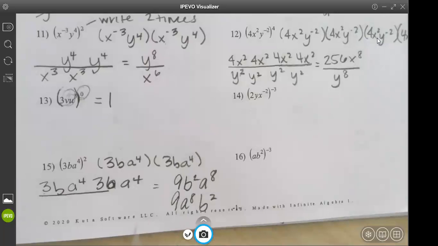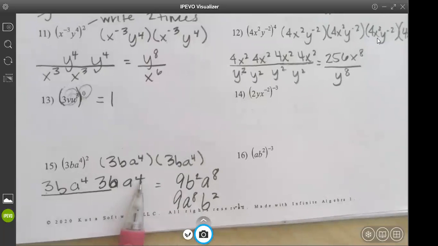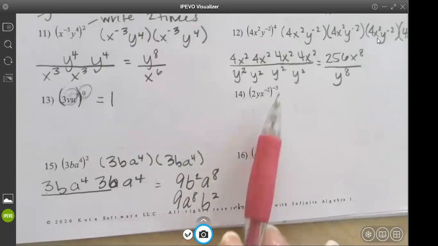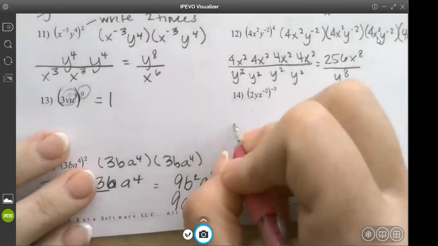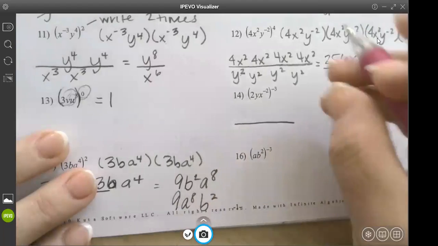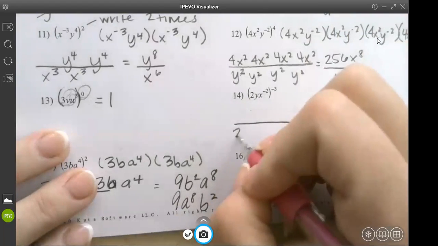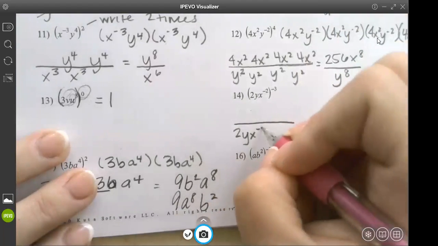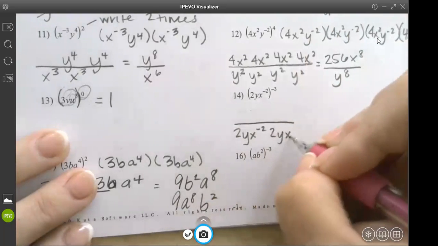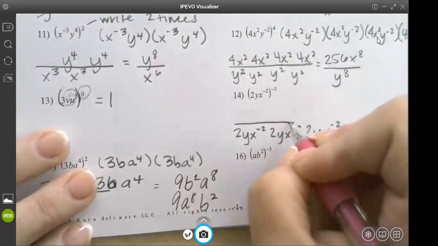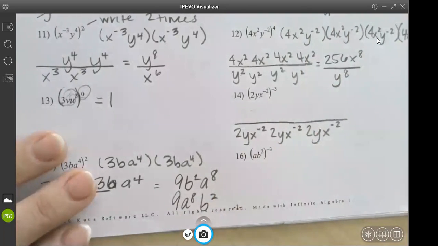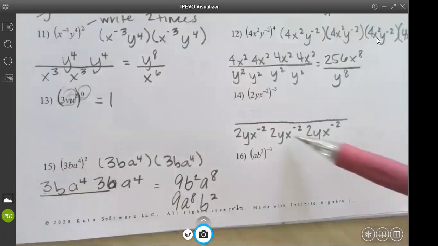What happens? So this was a positive 2 and they were all on top, right? So we'd write it 3 times, but it goes on the bottom. Okay, so this is what we would have. We're going to have 2yx to the negative 2, 2yx to the negative 2, and 2yx to the negative 2 would go on the bottom. But now we still have negative exponents. You guys see that? And we don't work with negative exponents.